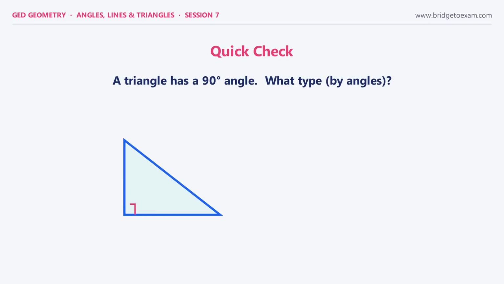Let's check your understanding. A triangle has a 90-degree angle. What type is it, classified by its angles? An angle of exactly 90 degrees is a right angle. So this is a right triangle.